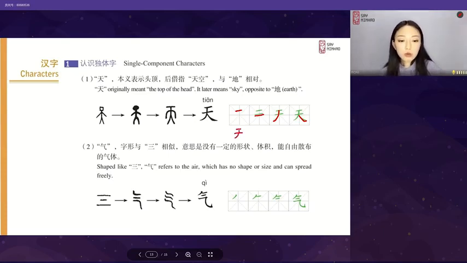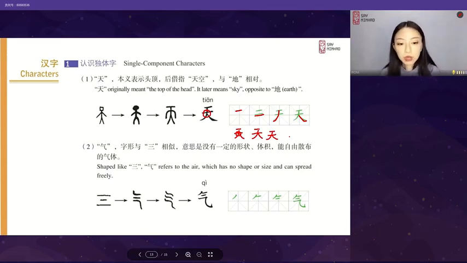Two horizontals and left and right. Okay? And please pay attention to this part. Everything is crossed here. Okay, next, try to write it again. This is tian, the sky.